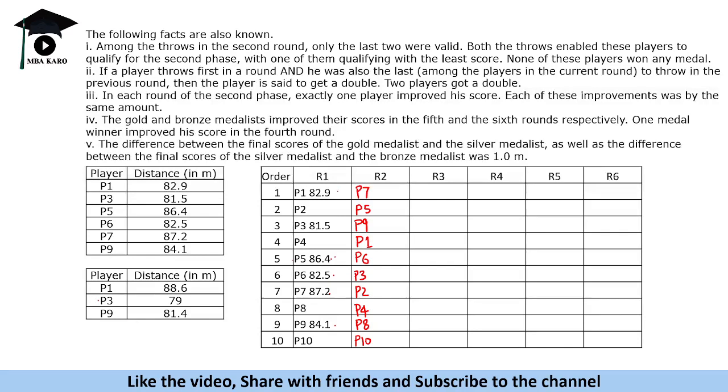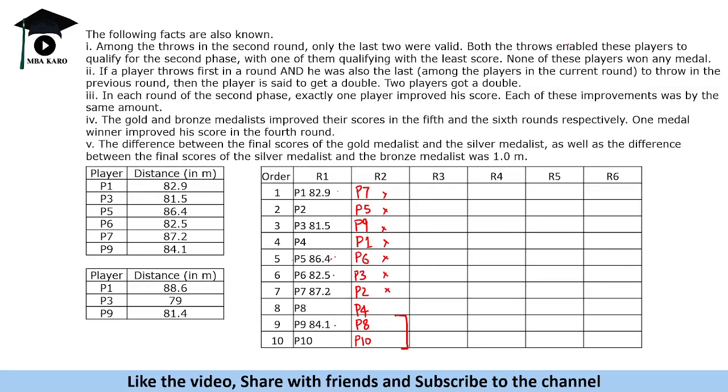Now we do not know the ranking of these players. So once we know the rankings of these players, only then shall we fill in the next round. Now, among the throws in the second round, only the last two were valid. So that means only these two throws are valid, which gives us that all these are invalid throws.